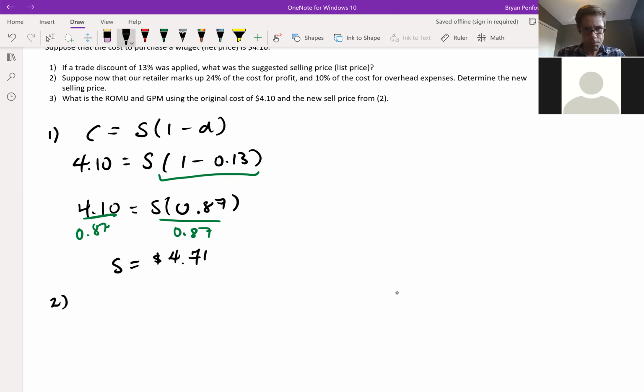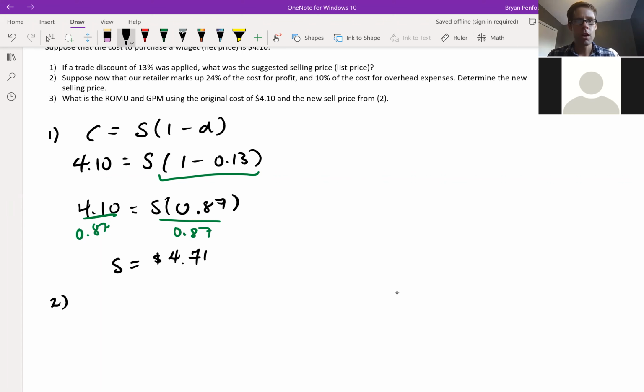For number 2, now that I know what the cost is, let's pretend that I'm the business owner. I know that the cost to me is $4.10. Now, I don't have to listen to what the supplier says. I could mark this $4.10 up as much as I want, right? Or I could put it on sale if I wanted to lose money. It's up to me as a business owner.